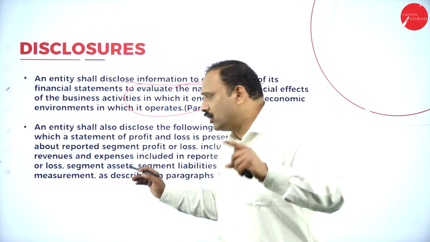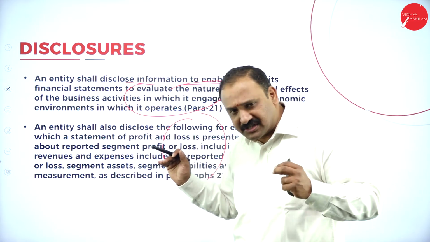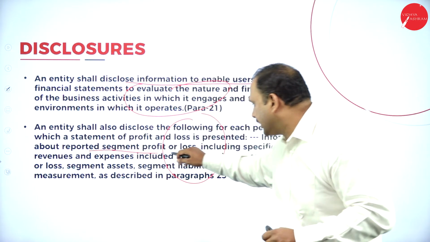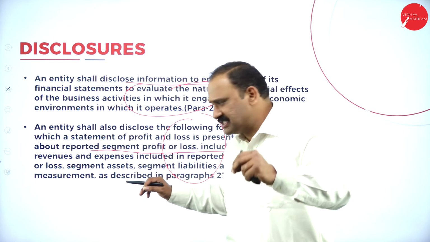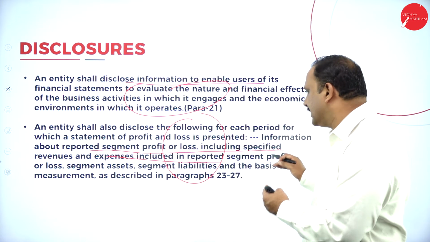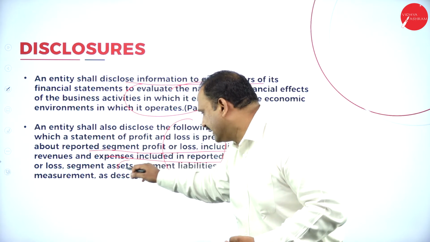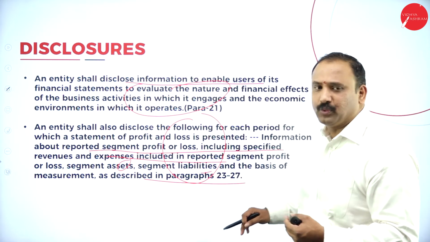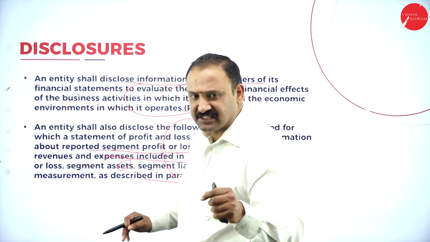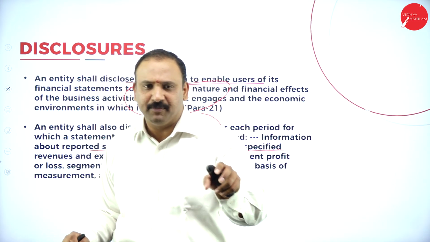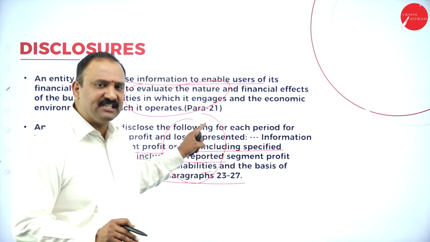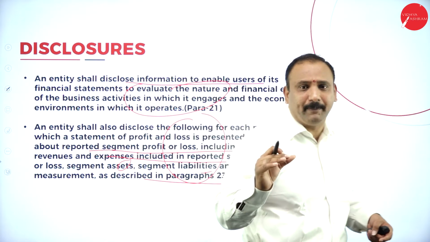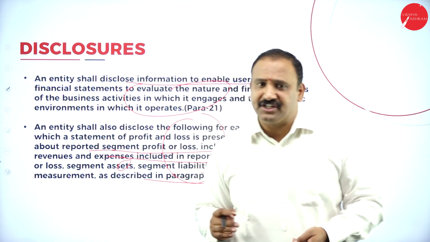Now, the entity shall also disclose the following for each period in which the statement of profit and loss is presented. First thing is information about reported segment profit and loss, including specified revenues and expenses included in the reported segment profit and loss, the segment assets, segment liabilities, and the basis of measurement as described in paragraphs 23 to 27. So, as described in the segments, we have to give the information regarding the specific expenses and the income that has been generated, and the segment profit also has to be given to the public in order to make financial decisions.